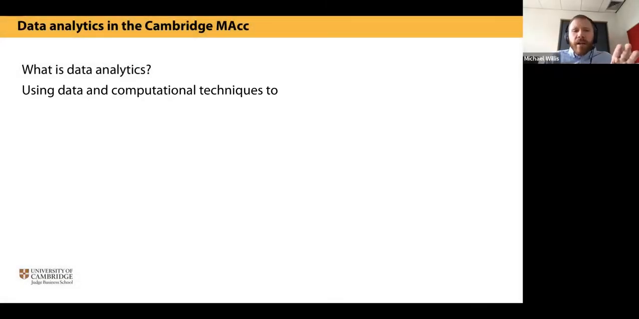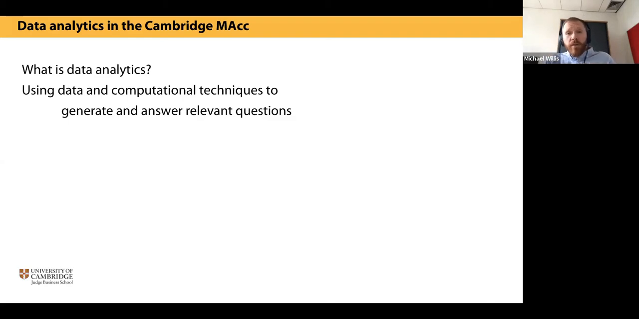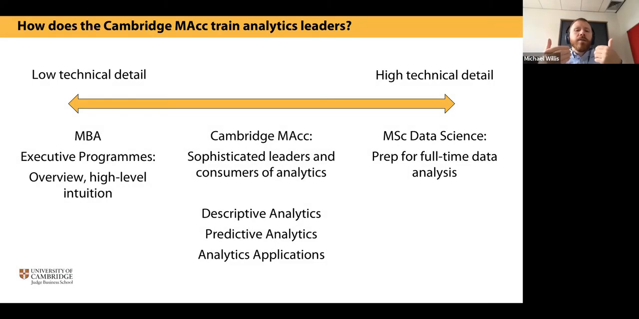So here's my definition, and here's what we mean by data analytics in the Cambridge Master of Accounting program. I define it as using data and computational techniques to generate and answer relevant questions and/or to automate or improve tasks and decisions. And our goal is to train sophisticated leaders and consumers of data analytics.